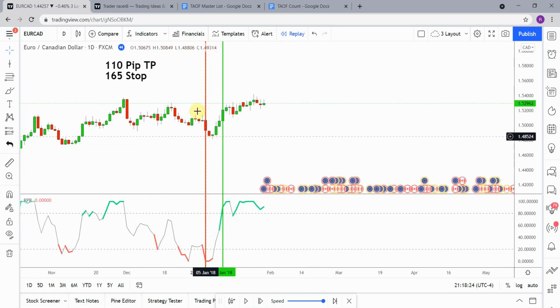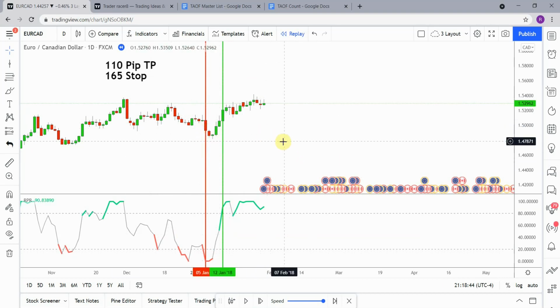Alright, so you can see here our first signal was a short signal as the oscillating line turned red. You can see that got a little bit of a push downwards, but then almost immediately it switched direction and shot straight up from there.